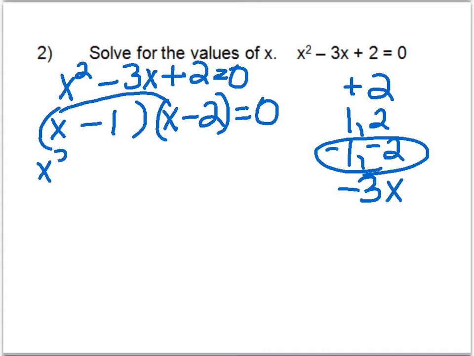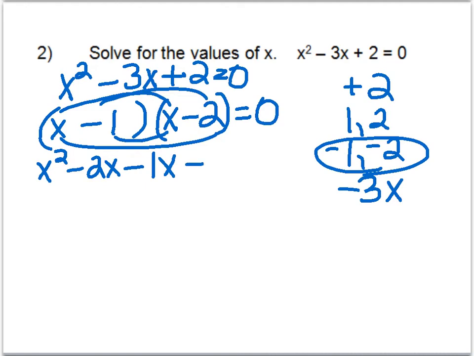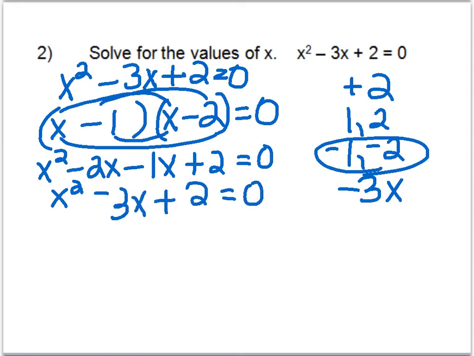So if I go back and check these 2 binomials, I have the first term, which is x times x, x squared, the outside terms, which is negative 2x, then the inside, and then the last. So it does check out to be the original.